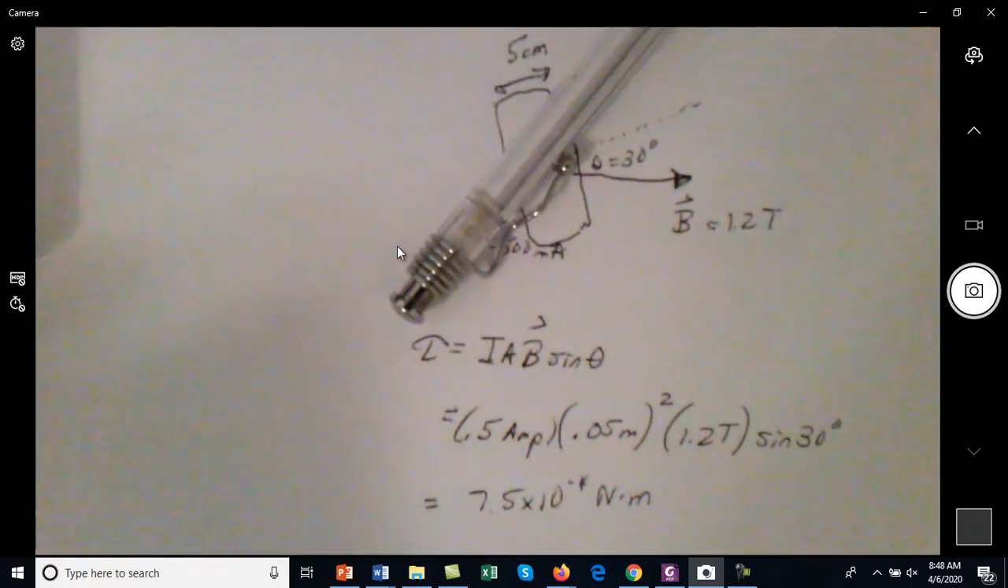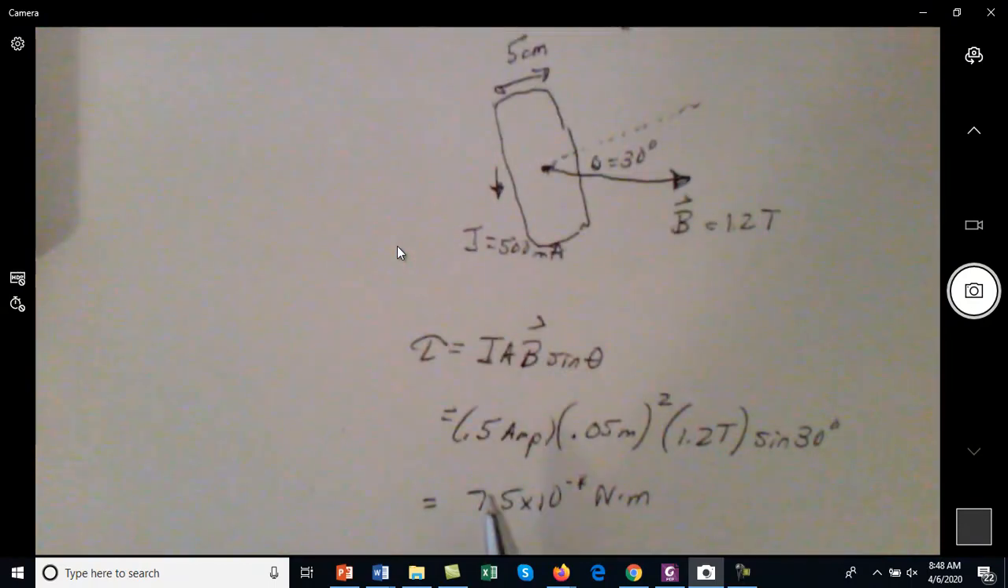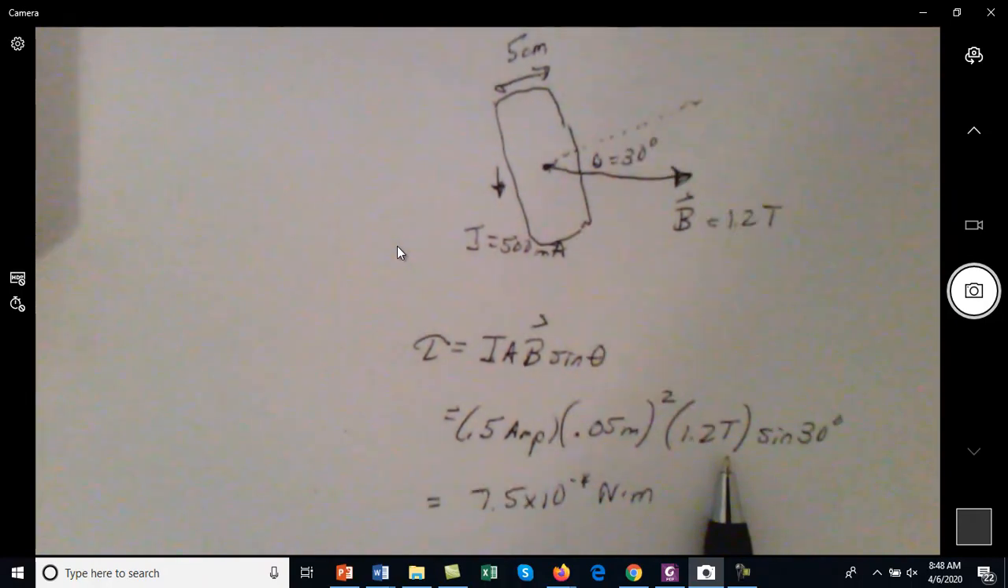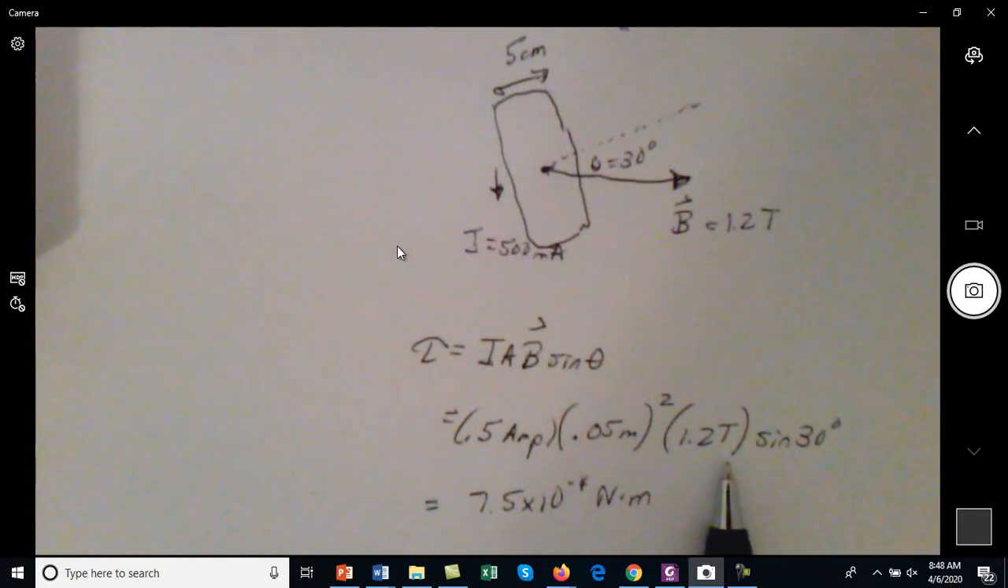Okay. I'm not going to go through the dimensional analysis. But what you want to do is make sure that you're in amps, not milliamps. You're in meters, not centimeters. You're in Tesla, not nano Tesla or micro Tesla. That everything is in your normal SI units. And then your outcome is in Newton meters.